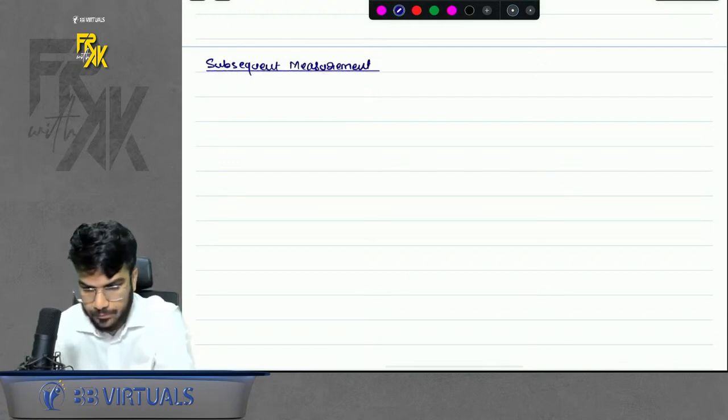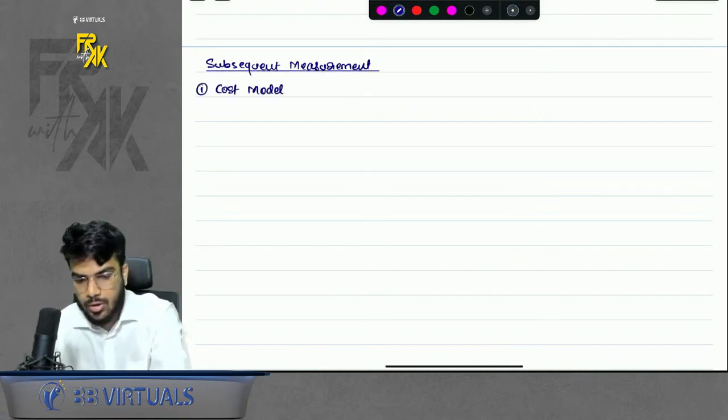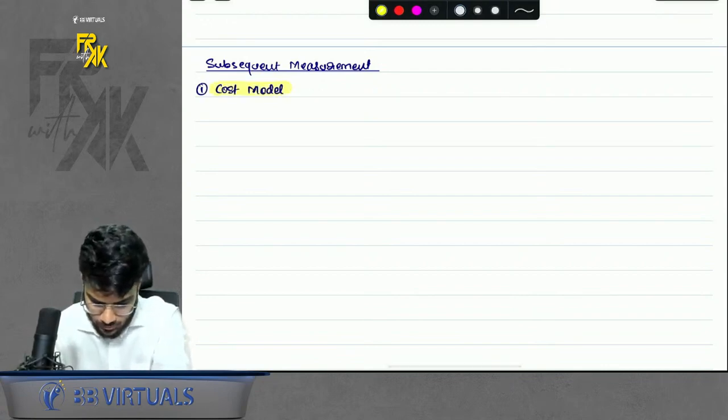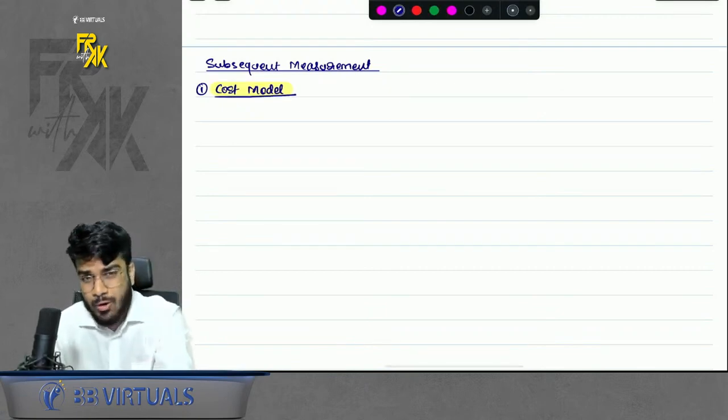Subsequent measurement. Give this heading subsequent measurement. So first we are going to discuss the cost model. Under the cost model, how do we do the accounting?